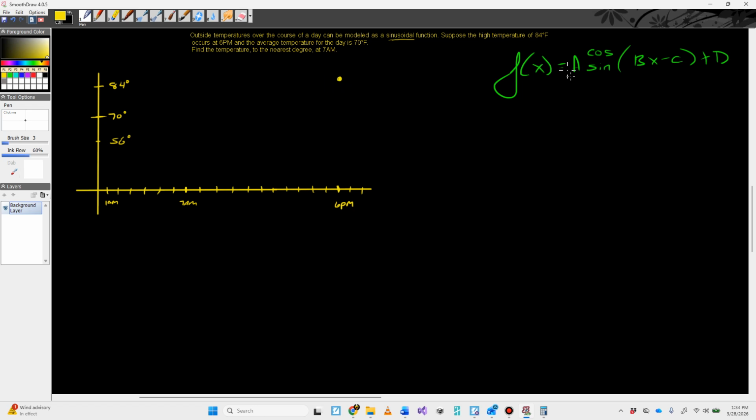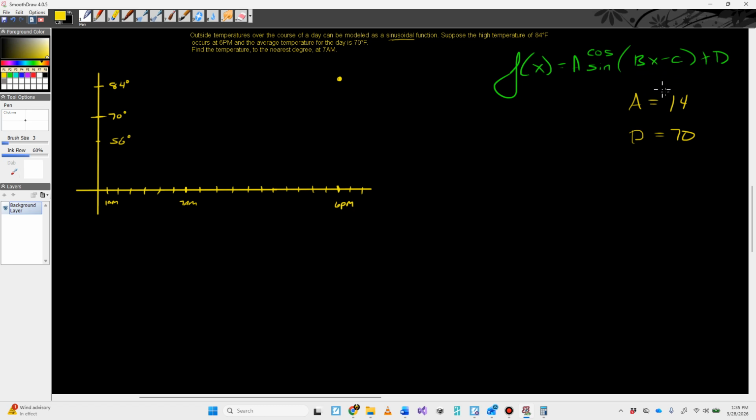So from there, I actually have a couple of pieces of information. I have the amplitude, which is the difference between the midline and the max or min. So 84 minus my midline, which is 70, is 14. I also have the offset, which is my midline exactly, which is 70. So my D value is 70.